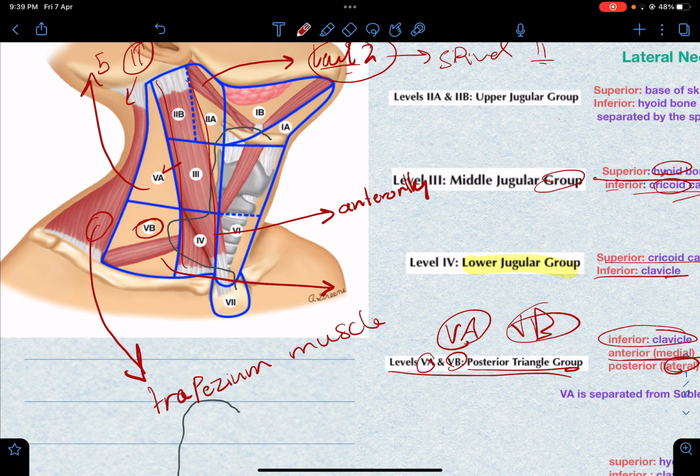Here's the submental, superior the mandible. Okay, the mandible. So here's the mandible.